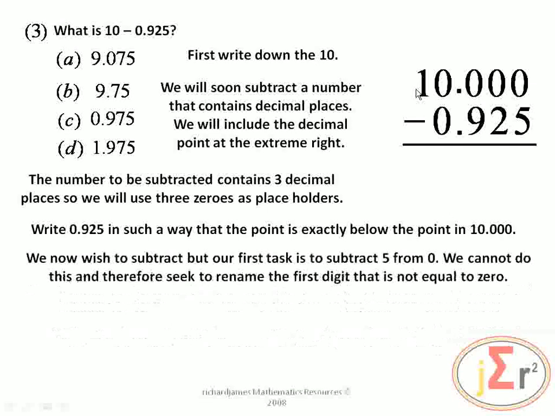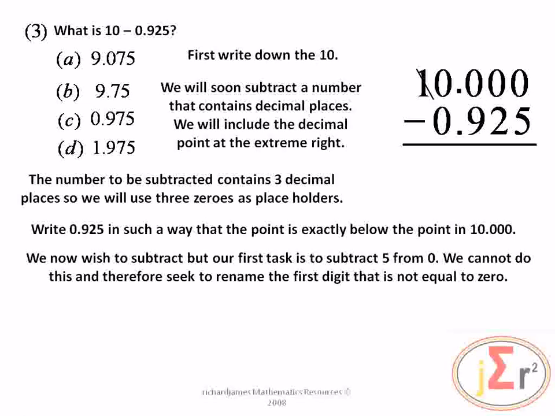Now we are going to subtract. We now wish to subtract, but our first task is to subtract 5 from 0. We cannot do this, and therefore seek to rename the first digit that is not equal to 0. As a matter of fact, we seek to rename this digit first. But because it is a 0, we cannot get any value from it. So we have to go to the other one. And we try to rename this also. And we continue on and on until we get to this one that we have right there.